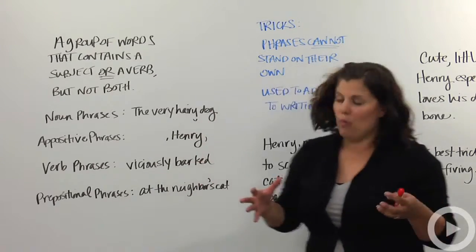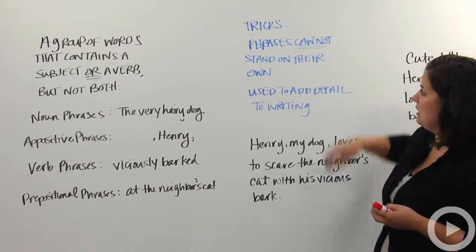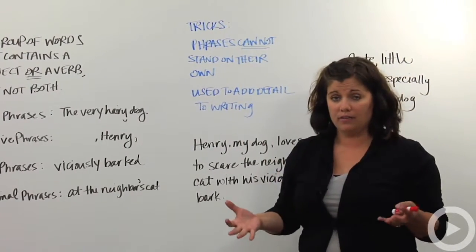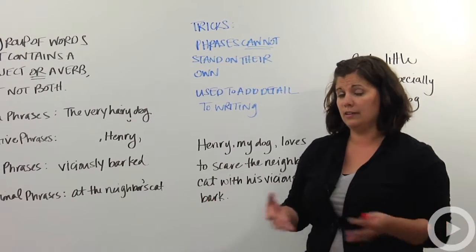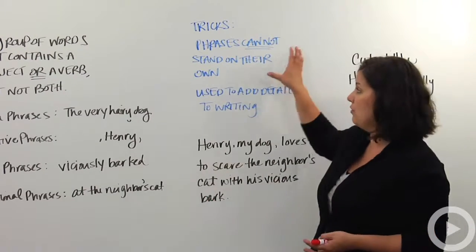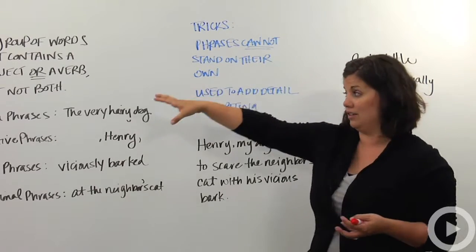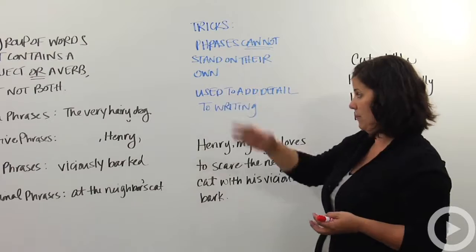All right, let's talk about why we use them. So tricks, things that will help you guys remember it. Phrases cannot stand on their own. So if you've identified a phrase and that's all there is in the sentence, you don't have a complete sentence. So a phrase will always be hooked up to something else in order to make it a complete sentence. It'll either give it its subject or its verb.